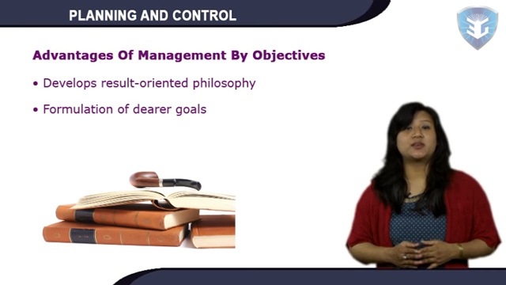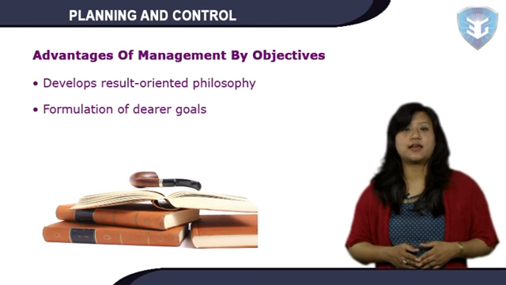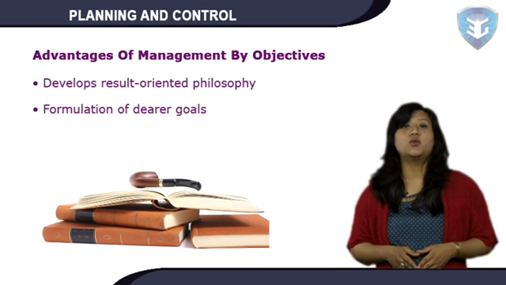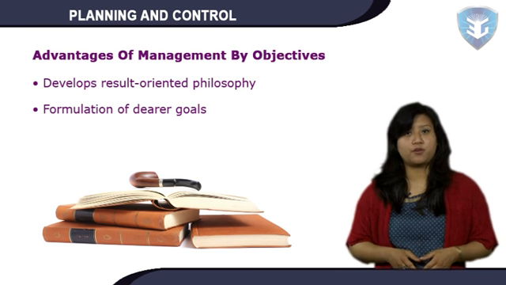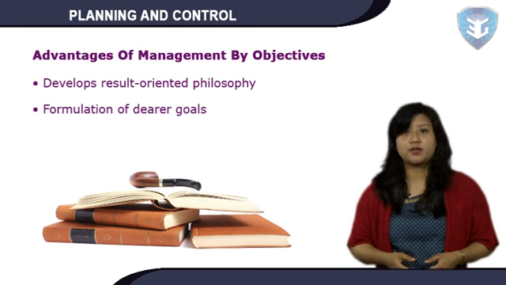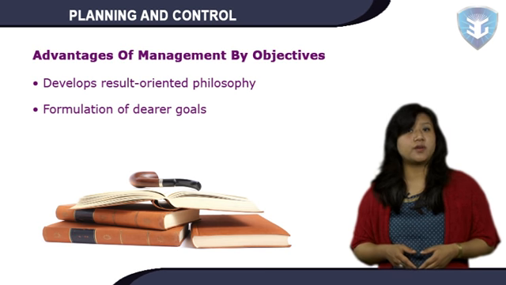Formulation of clearer goals. Goal setting is typically an annual feature. MBO produces goals that identify desired expected results. Goals are made verifiable and measurable, which encourage high level of performance. They highlight problem areas and are limited in number. The meeting is of minds between the superior and the subordinates.